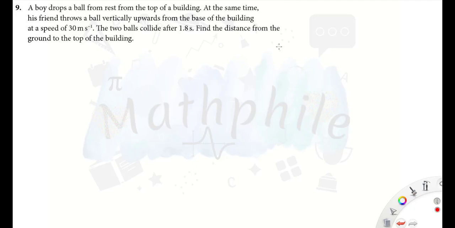A boy drops a ball from rest from the top of a building. At the same time, a friend throws a ball vertically upwards from the base of the building at a speed of 30 meters per second. The two balls collide after 8.1 seconds. Find the distance from the ground to the top of the building. When we talk about collision, there is this thing that also comes into play, momentum. So they combine the question like that. You can check the 2020 mechanics paper.